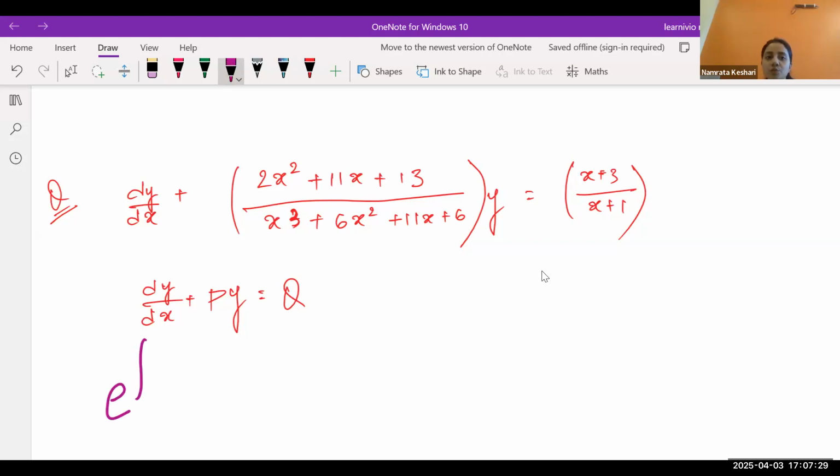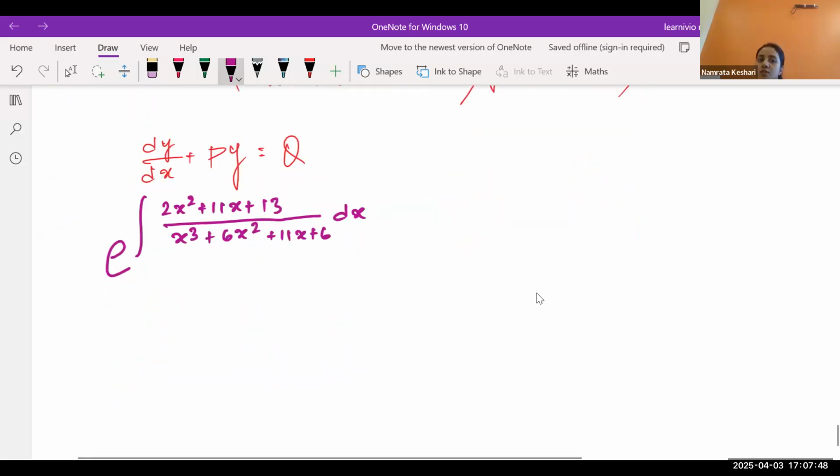e to the power integral of P dx, where our P is (2x square plus 11x plus 13) over (x cube plus 6x square plus 11x plus 6) dx. Now we will focus completely on finding the integration first. Okay, so what can be done for this integral? Can we factorize the numerator? Can we factorize the denominator as well? Let's check it.